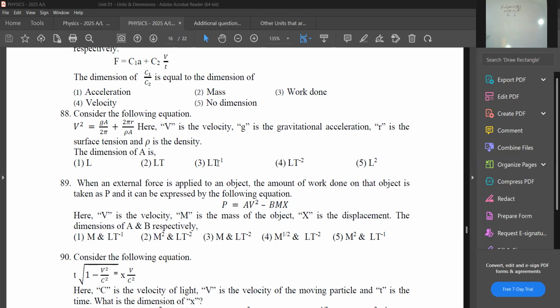Again, we can use the first factor. What is the first factor of dimensional analysis? If there is an equation, each and every term should have the same dimension. So GA over 2 pi should have the dimension of V squared. 2 pi doesn't have dimension, no Buddha. Therefore, I can simply write this one.